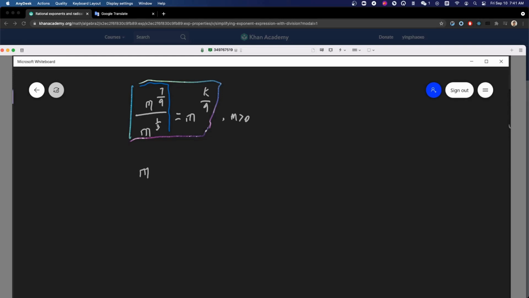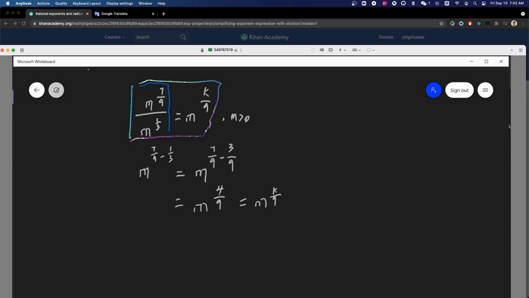We could rewrite it as m to the power of 7 over 9 minus 1 over 3, which is equal to m to the power of, we need to make them have a common denominator. For this case, that will be 9. 7 minus 3 is equal to 4. So m to the 4 over 9. That's the left side. Then how about the right side? The right side is equal to m to the k over 9 power.